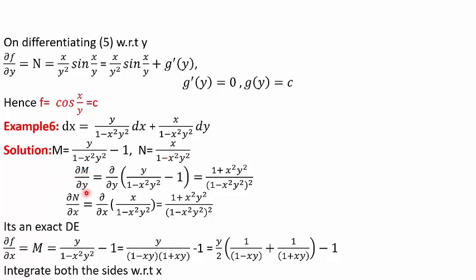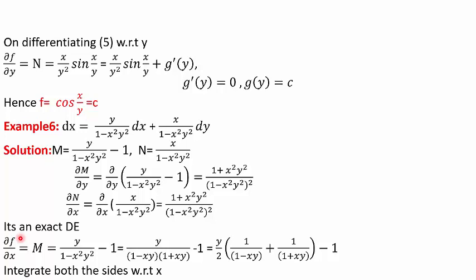Find the partial derivative del m by del y, which comes out to be 1 plus x square y square upon 1 minus x square y square whole square. And del n by del x is also the same. So this is also an exact differential equation.